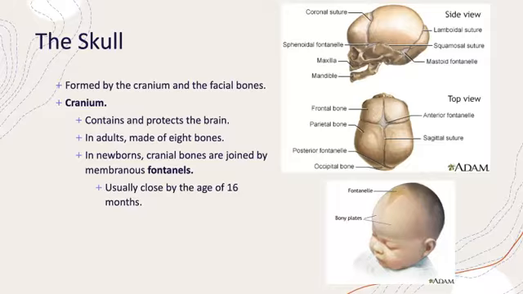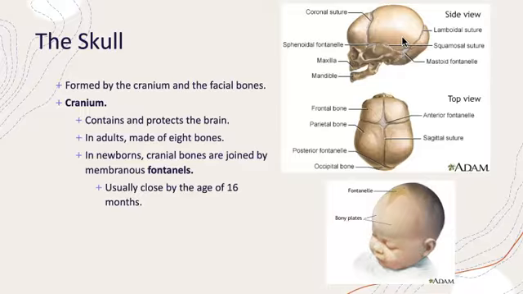We'll start going through the bones of the axial skeleton from the top down. The skull here is formed by the cranium and facial bones. The cranium, which are going to be these bones up here, will contain and protect the brain.